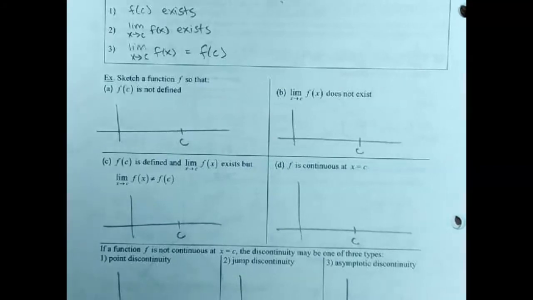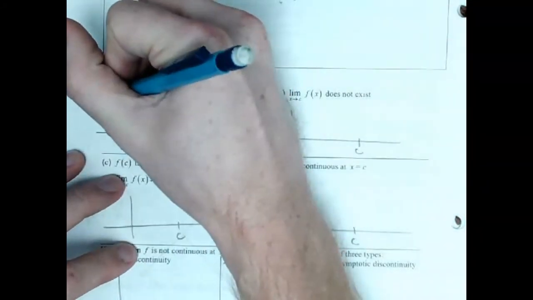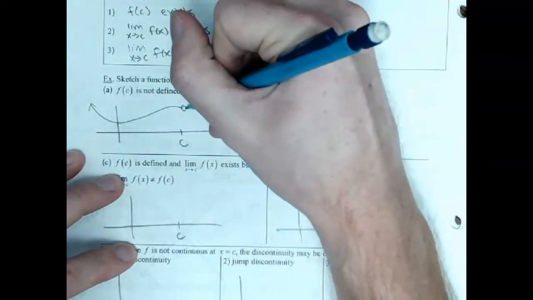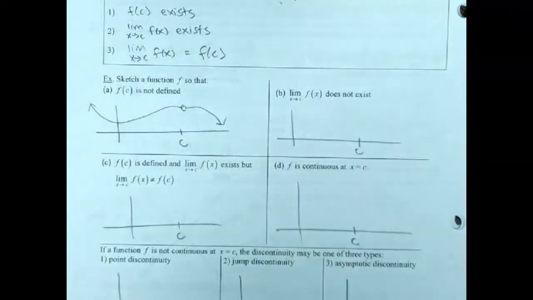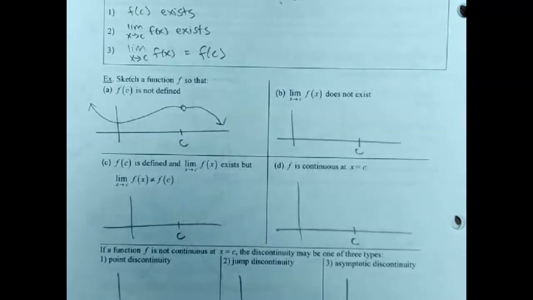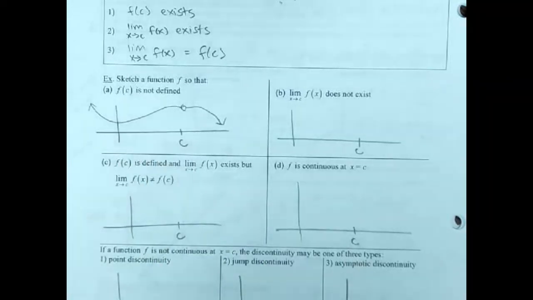So here we go, part A. Draw a function so that f of c is not defined. Well, I could do something like this. Right, just skipping that point at x equals c. That's fine. Again, you could do lots of other things. They would probably all be equally as right. But just make sure there's no solid dot anywhere where the x value is c.